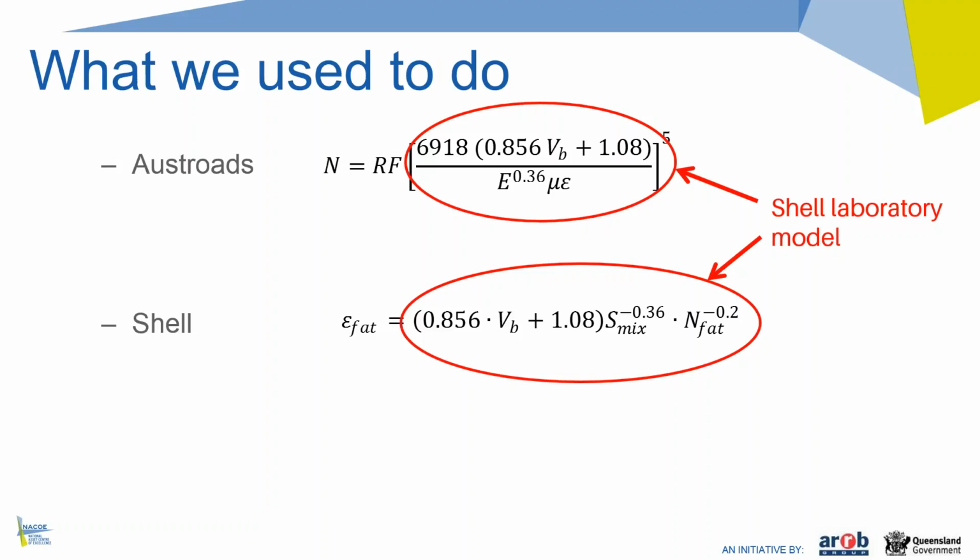That equation was put into the Osterode design method. So we're using the Shell laboratory model as shown on top, and then we multiply that mean performance of asphalt mixes in the laboratory by a laboratory to field reliability factor. That RF there represents the shift of this laboratory performance to the field. And that is very important to understand: the RF is a shift from the laboratory model to the field.